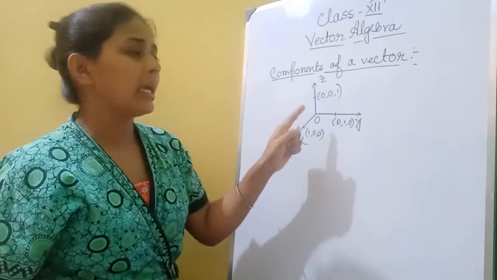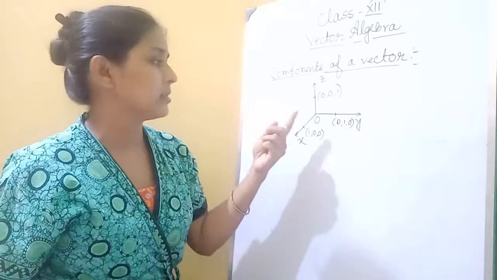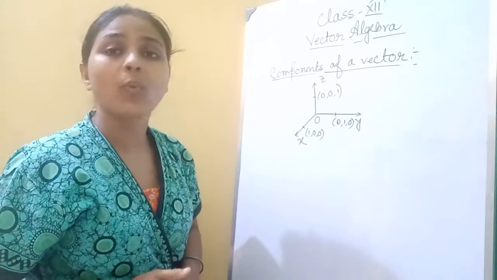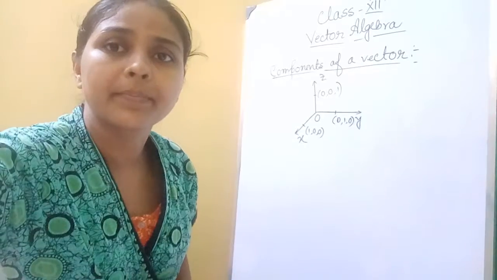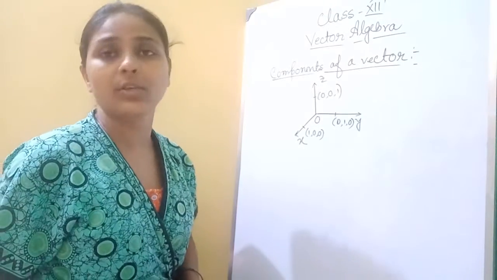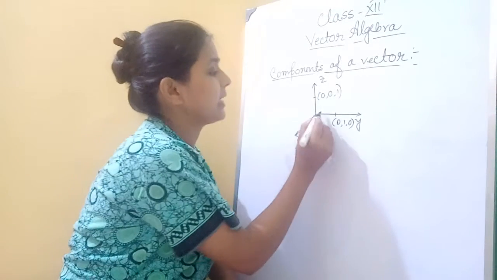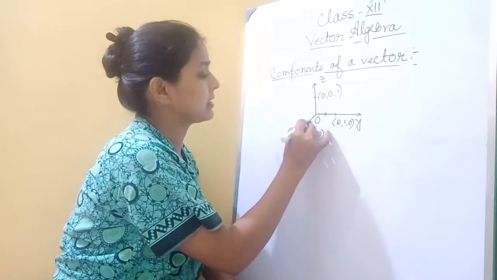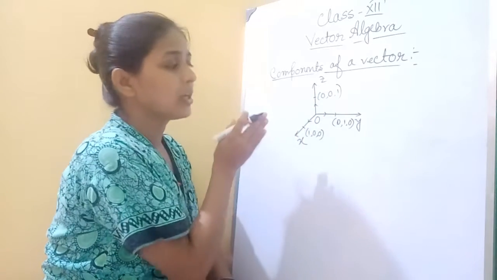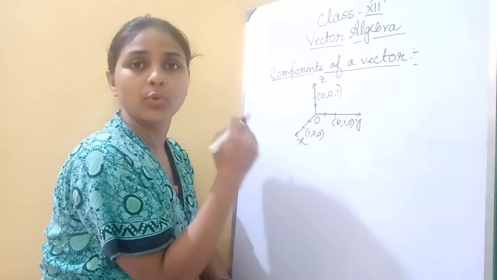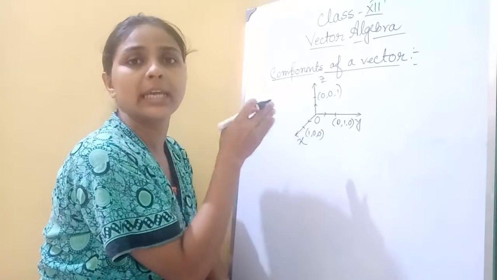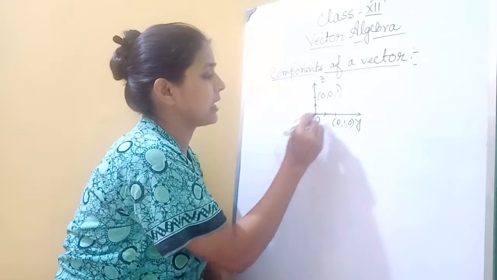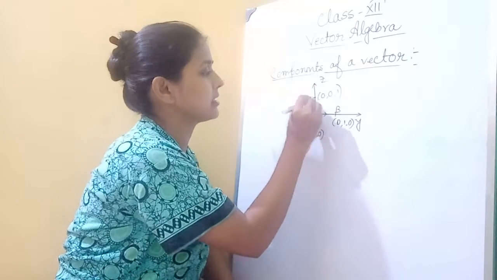Means in all three axes we are taking 1 unit measurement, and then we are drawing arrow signs towards that side from O. The origin is the initial point. I'm giving these names: this is A, this is B, and this is C.